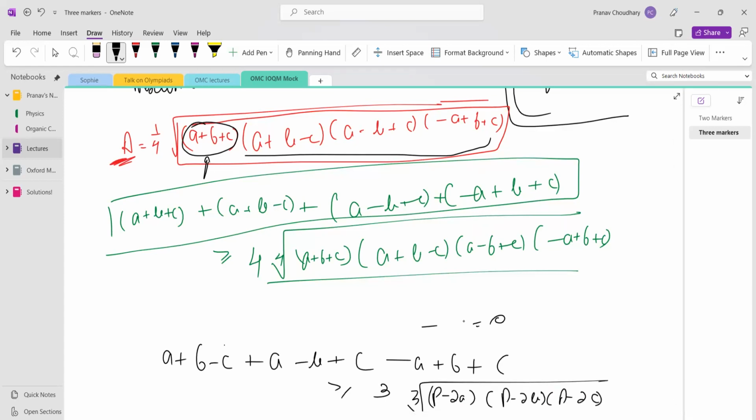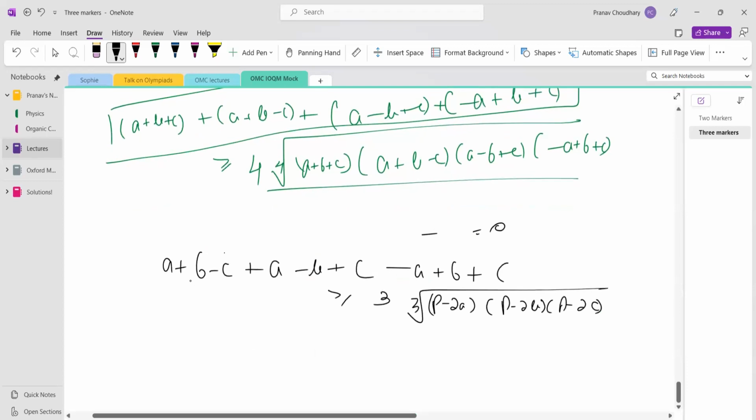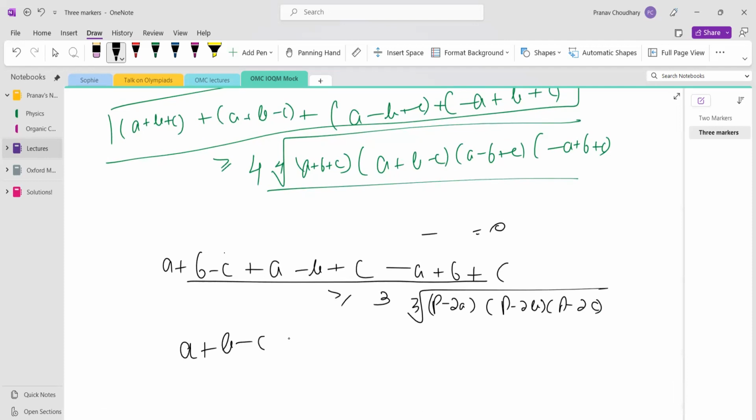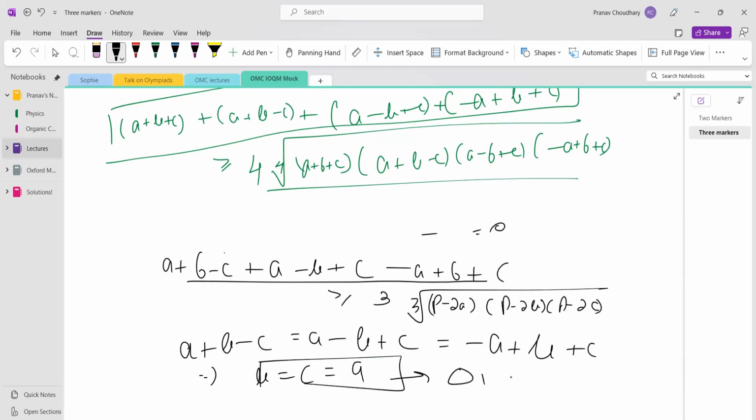I'm lazy to write all that, so I'll just write this. And this is the maximum value. But the point is, when is this maximum value attained? When a plus b minus c equals a minus b plus c equals minus a plus b plus c. So this thing would give you b equals c equals a, which means the triangle is equilateral.